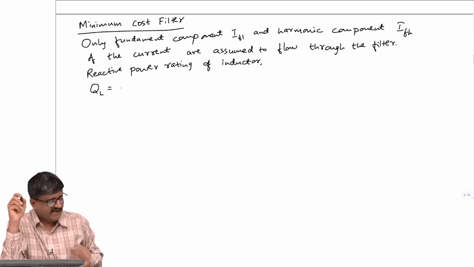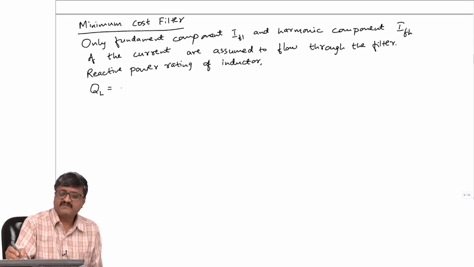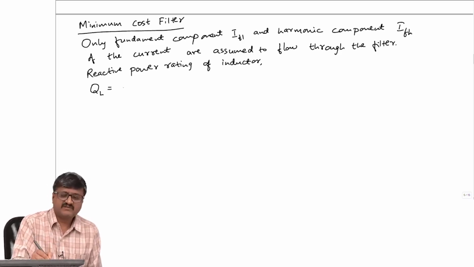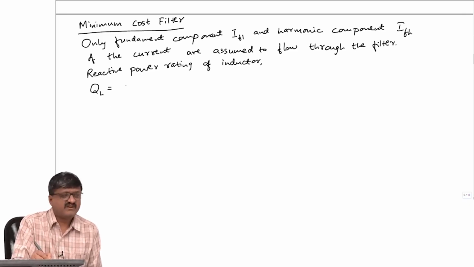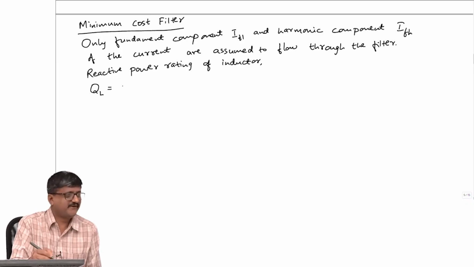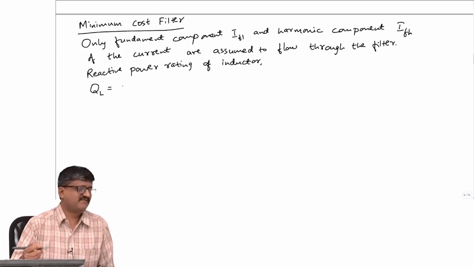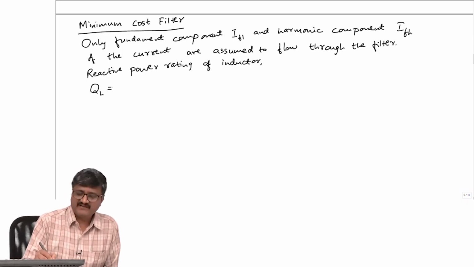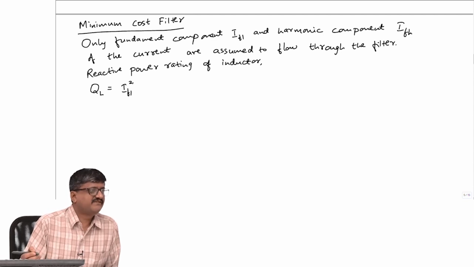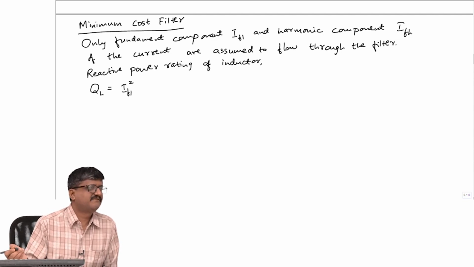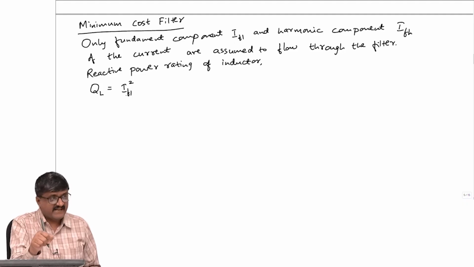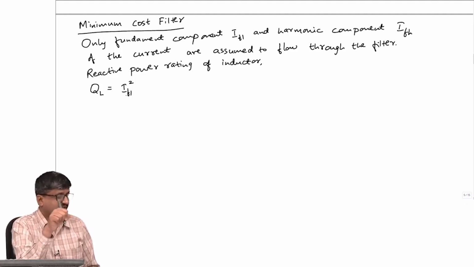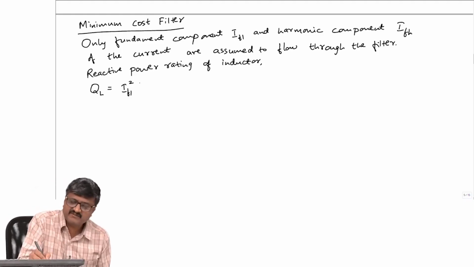So, what is the reactive power corresponding to the fundamental? See, the current is IF1. How do I get reactive power from current? It's not necessary to get into complex. IF1 square into reactance. The square of the current into reactance gives reactive power, right? So, what is the reactance? Please note, reactance depends on frequency, and we are calculating at the fundamental. So, what is the fundamental reactance?